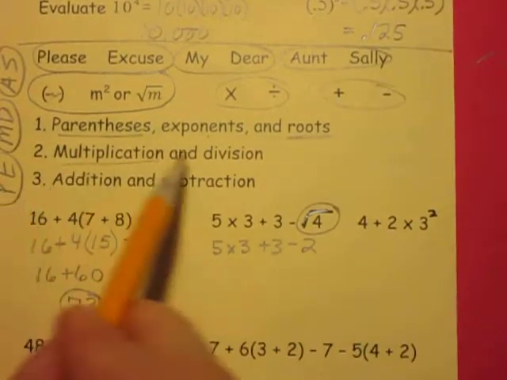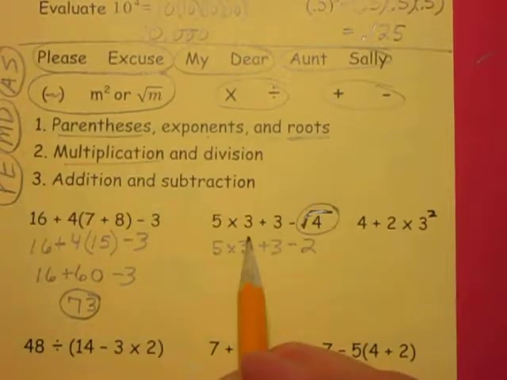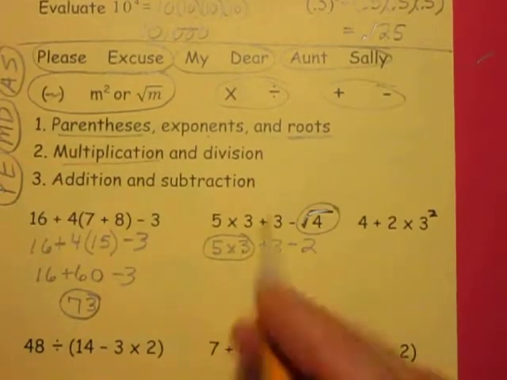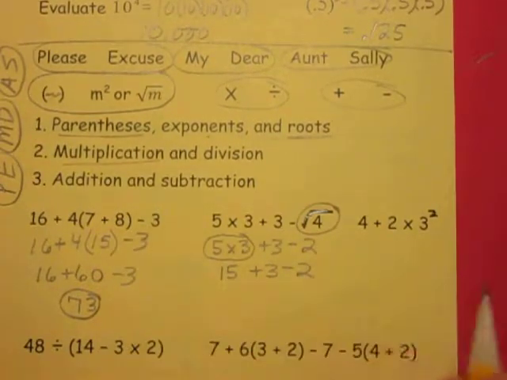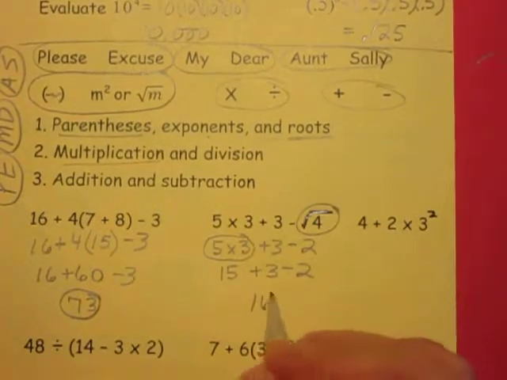Now I'm into my next step. Do I have any multiplication and division? I sure do, right here. So I'm going to go ahead and carry out that multiplication. And now it's just a series of adds and subtracts, and I can work my way through.